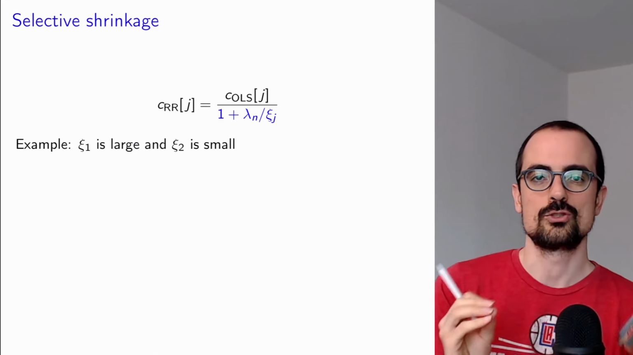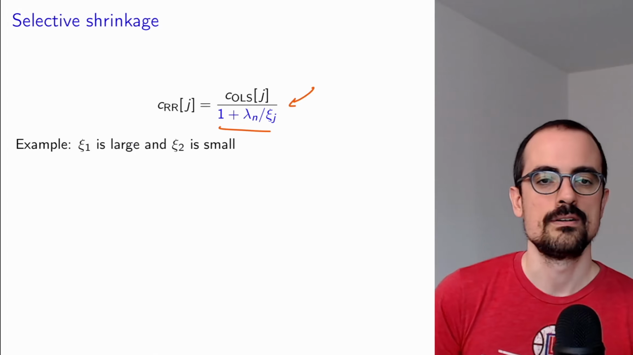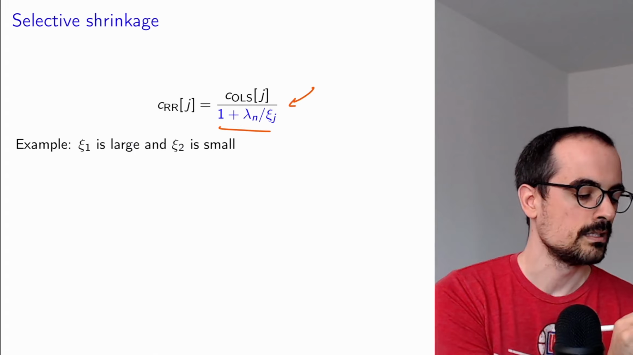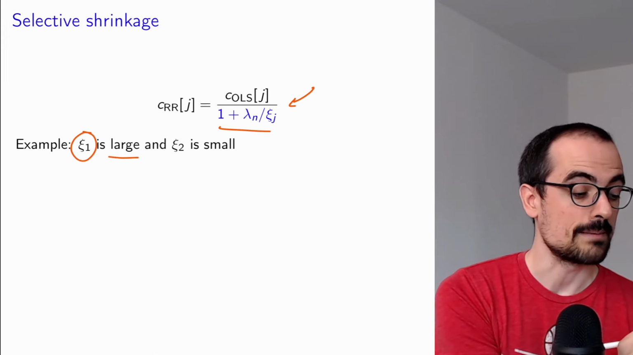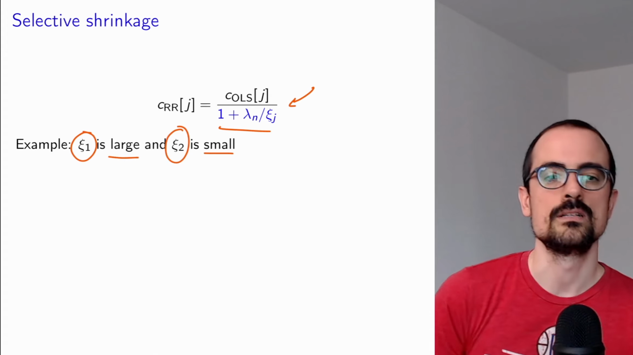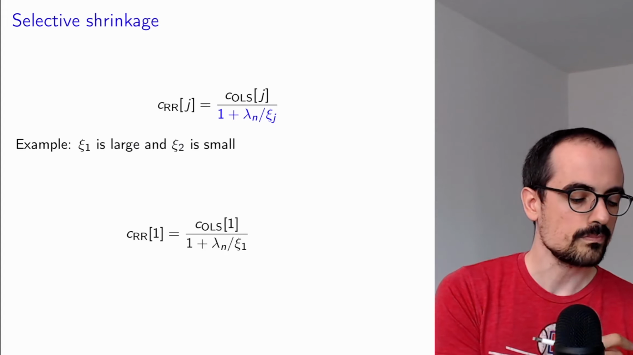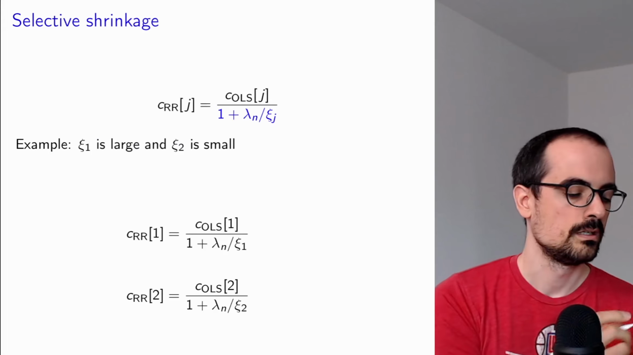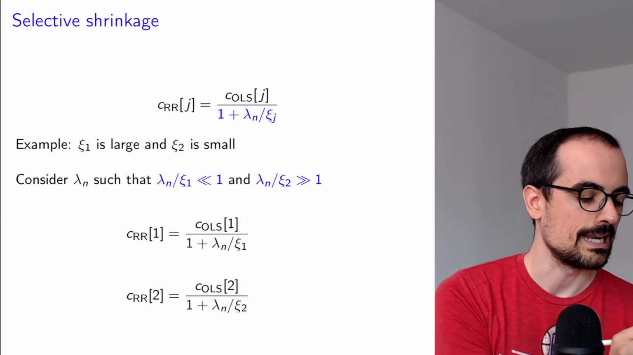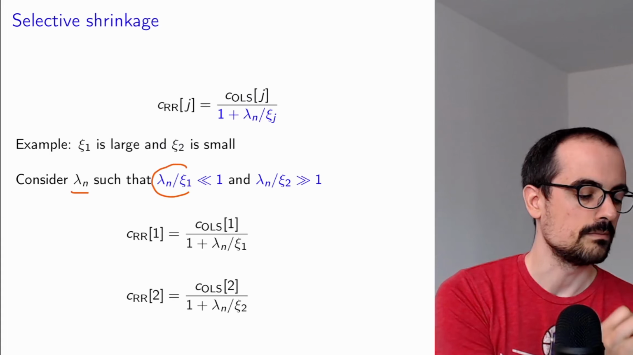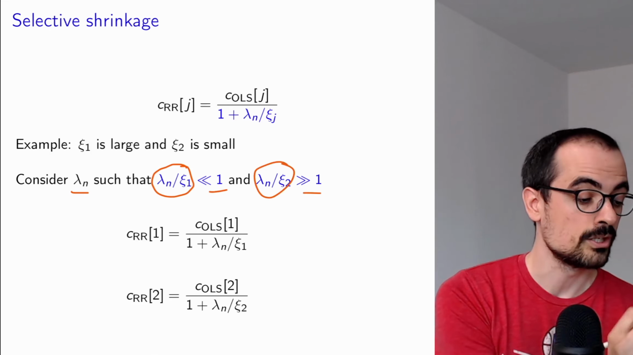So what do I mean by it shrinks them in the right way? We have just seen that this is the shrinkage factor of OLS. Now imagine that there are just two principal directions, and in the first one the sample variance is very large, and in the second one the sample variance is very small. Then the ridge regression coefficients are going to look like that as a function of the OLS coefficients. And if we manage to find a lambda such that lambda divided by xi1 is very small and lambda divided by xi2 is large, which should be possible, right?